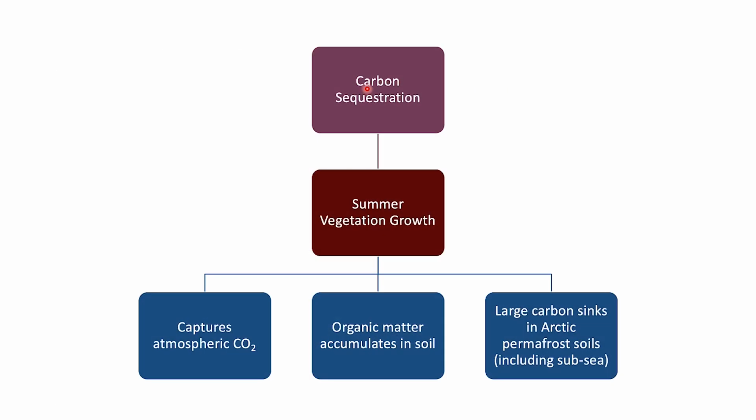And when we talk about how the cryosphere can help in carbon sequestration, in the summer the vegetation growth is going to be seen in a higher amount. So that leads to capture of atmospheric CO2. That means these plants can capture the CO2 through photosynthesis. So removal of carbon dioxide actually takes place, and organic matter is also accumulated in the soil during this time, and the larger carbon sinks are basically the permafrost soils. They actually hold the maximum amount of carbon present in the entire globe.